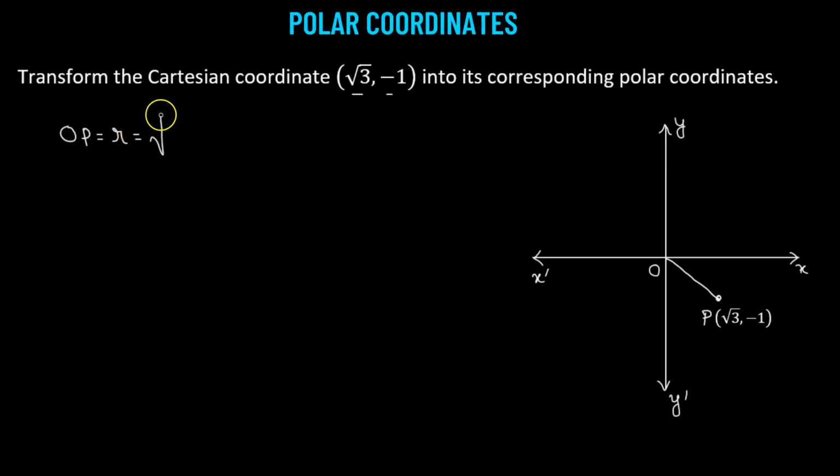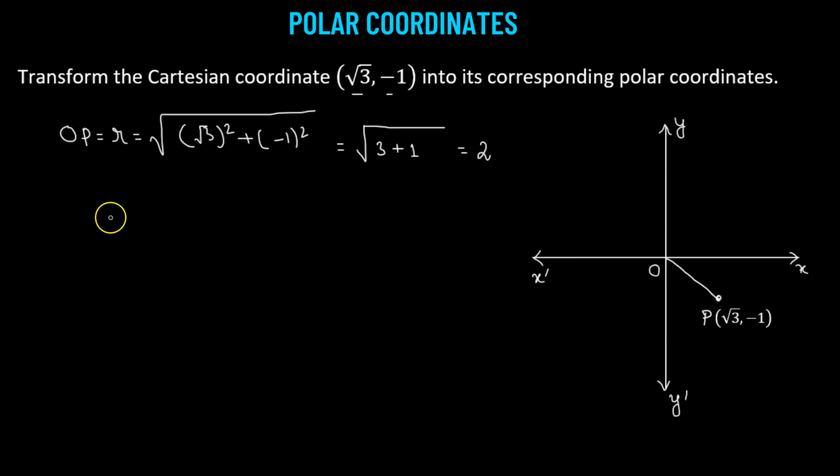This is going to be determined by taking the square root, and underneath the square root, first we'll take the x coordinate of point P, square it, and then add it to the square of the y coordinate. So we have square root of 3 whole squared, that comes out to be 3, added to negative 1 squared, which is 1. We get square root of 4, which is 2. So we found out that the distance of origin to the point P given by R is going to be 2 units. The next task will be to find out the angle.